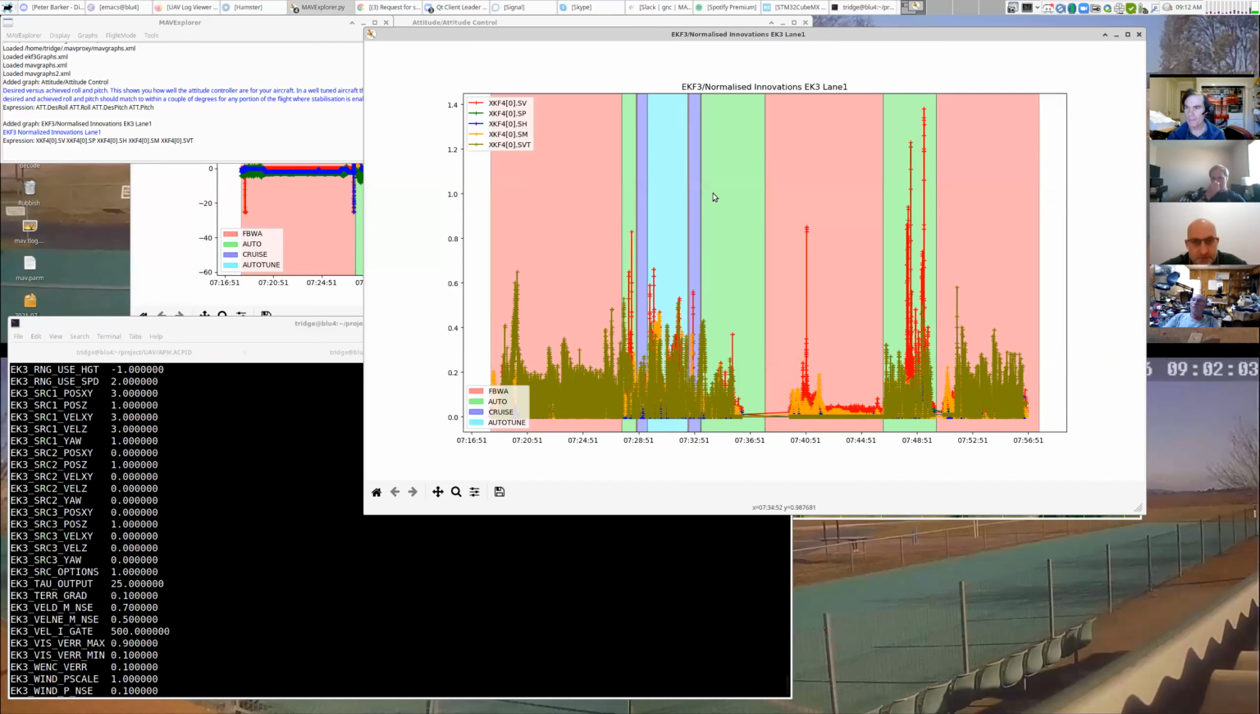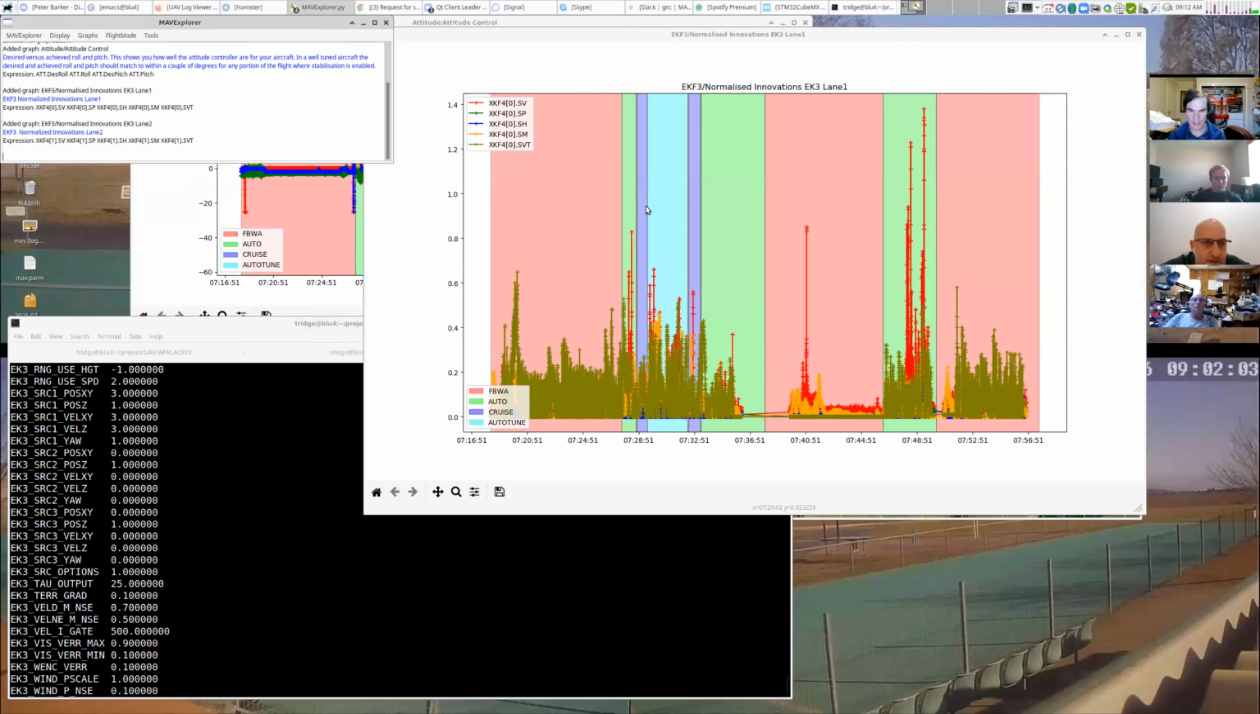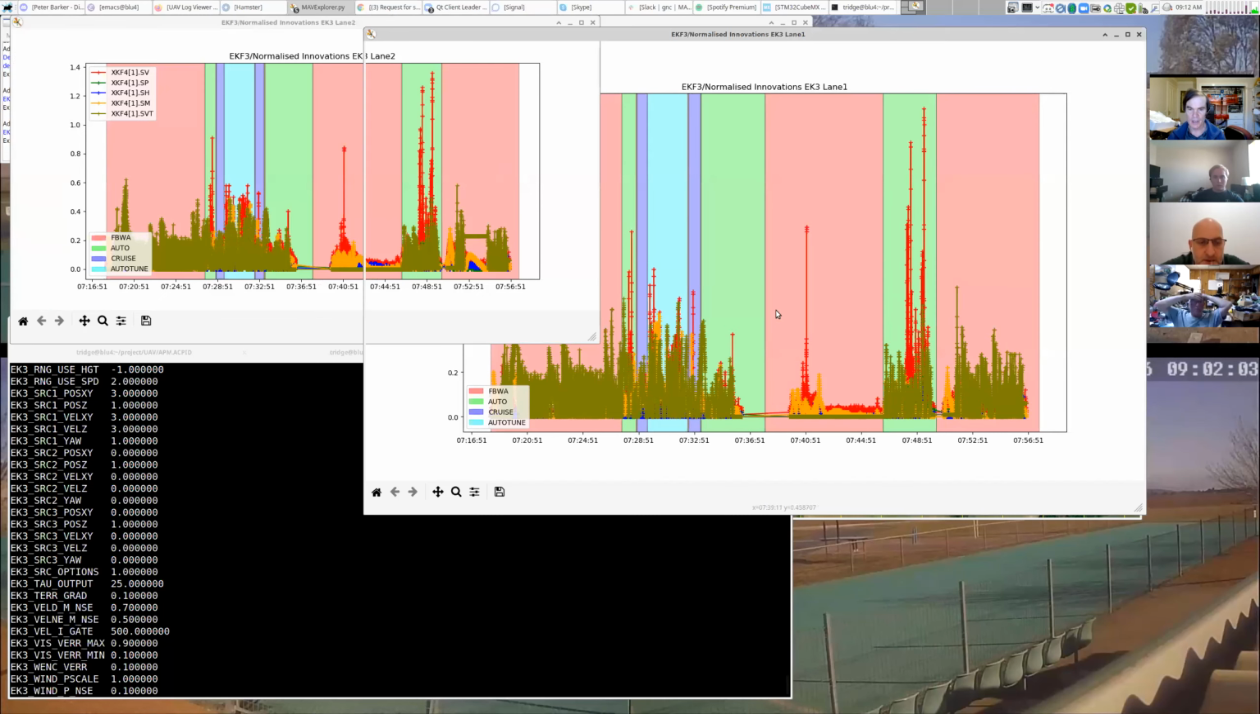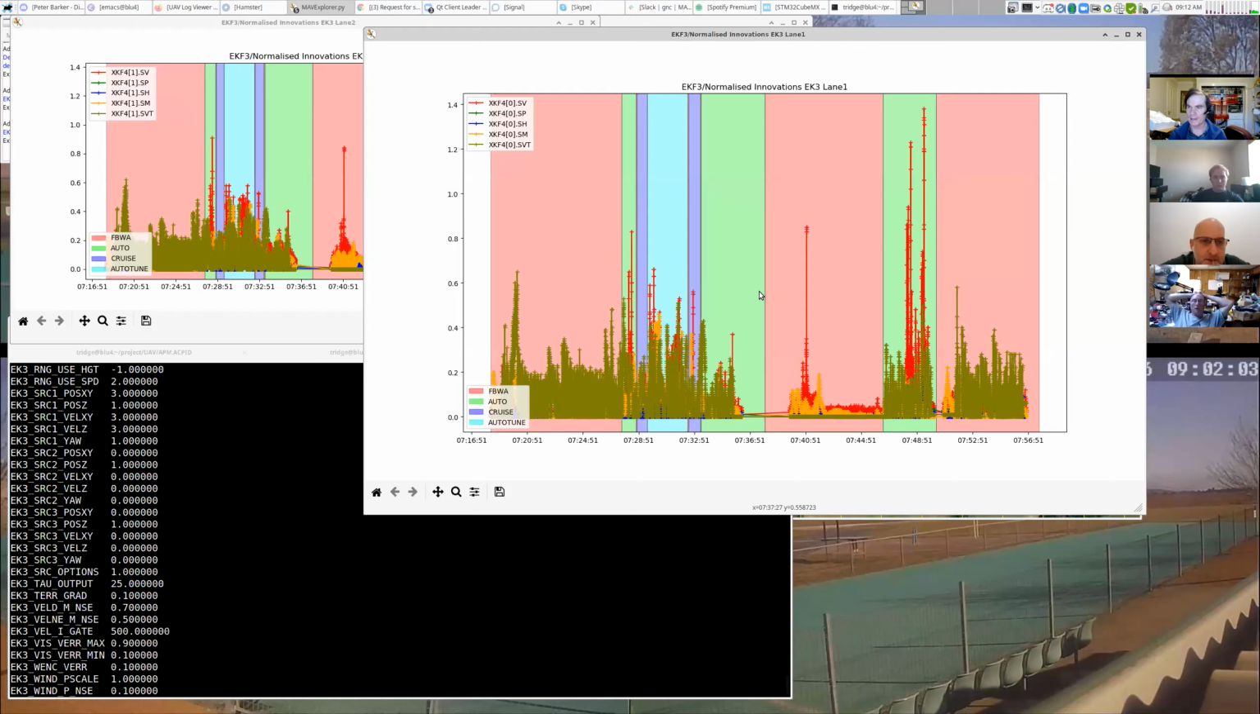innovations. Now the innovations are a good first measure of how things are doing. And I'll just bring up the second lane innovations and see if they're different. So these are the scaled innovations, and what they tell you is how close the EKF is to rejecting a sensor. So these are the innovations, and these rather cryptic axes here: V is velocity, P is position, H is height, M is the magnetometer, and VT is true airspeed.